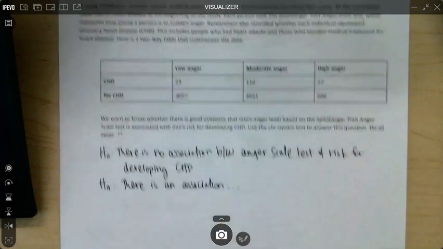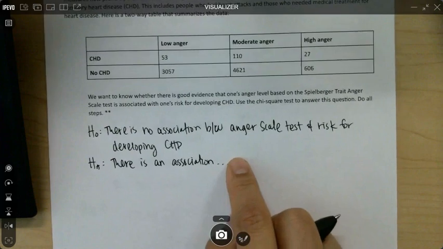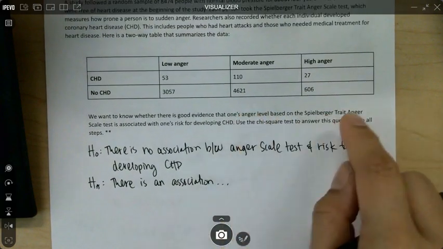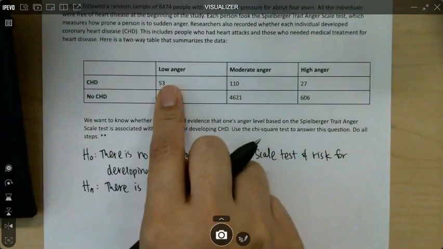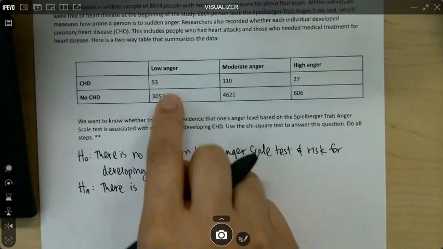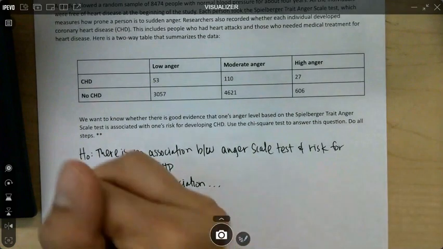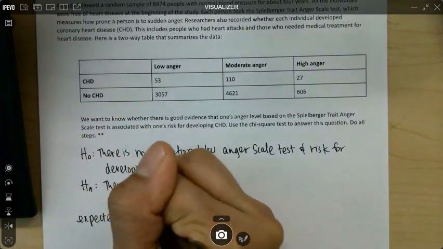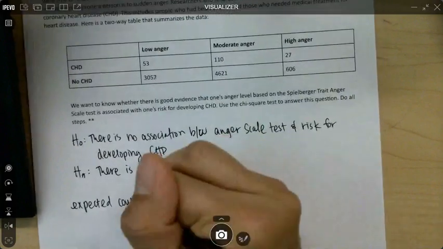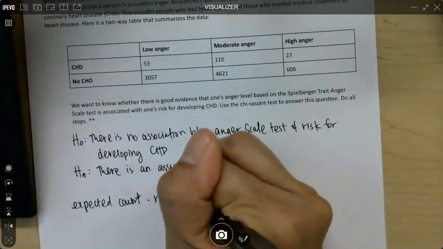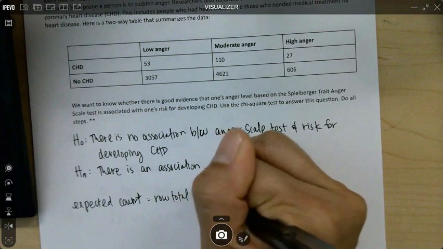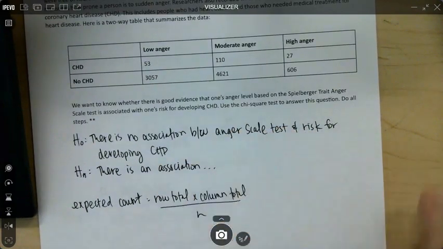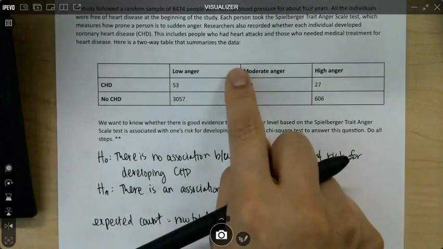I'm not going to write the whole thing over, but there is an association. Okay, so next thing we need to do with the chi-square test, we need to calculate the expected counts first before we can check our conditions. So to do that, remember for the expected count, you got to do the row total times the column total divided by n.